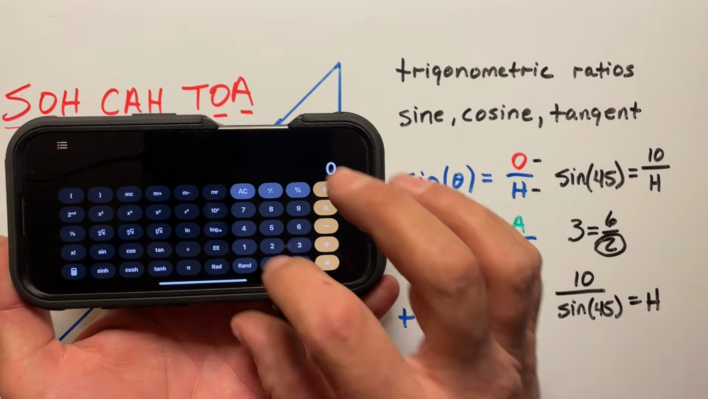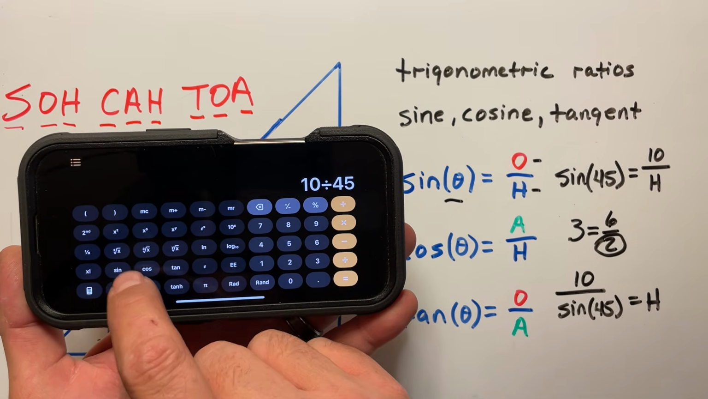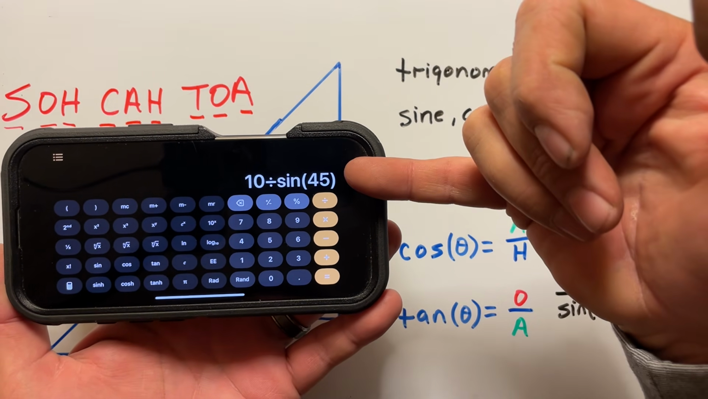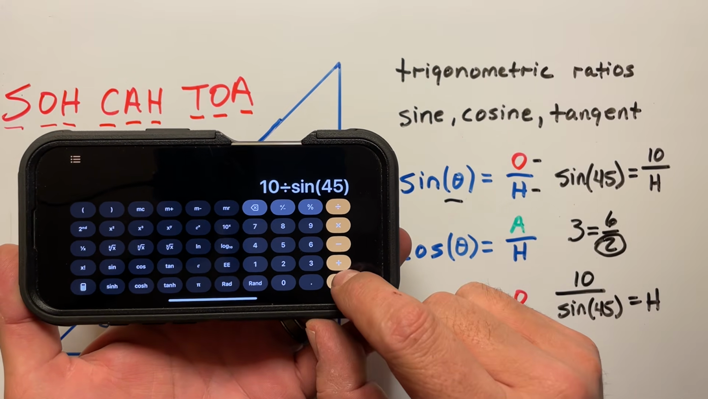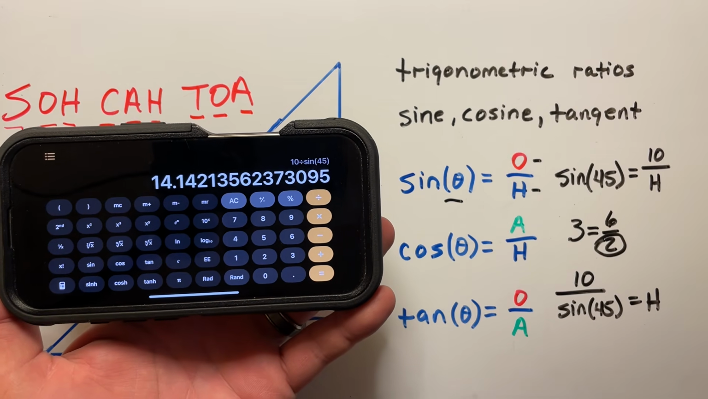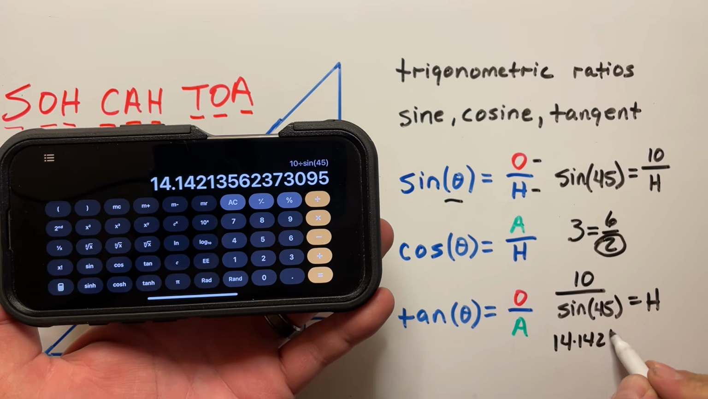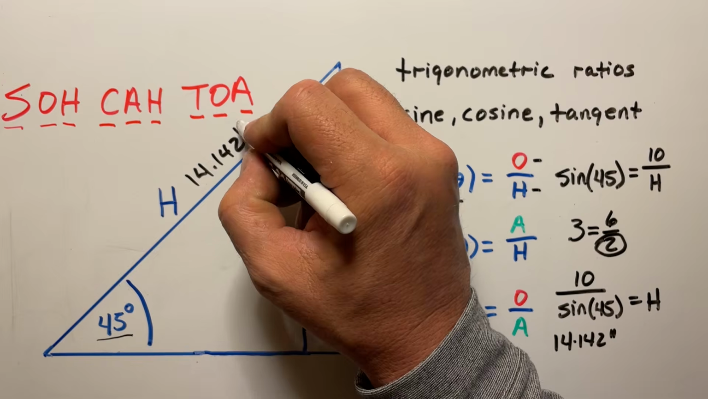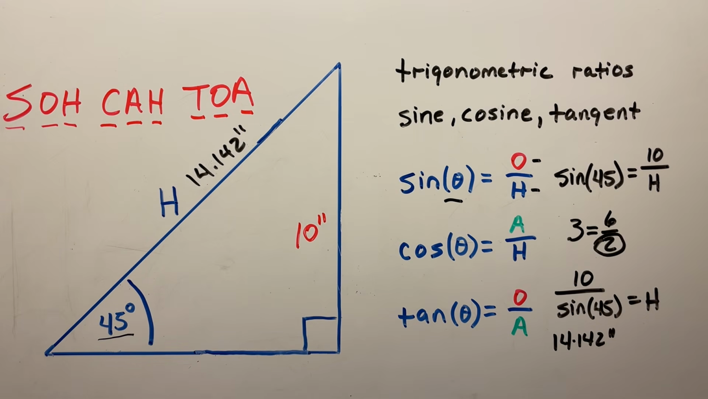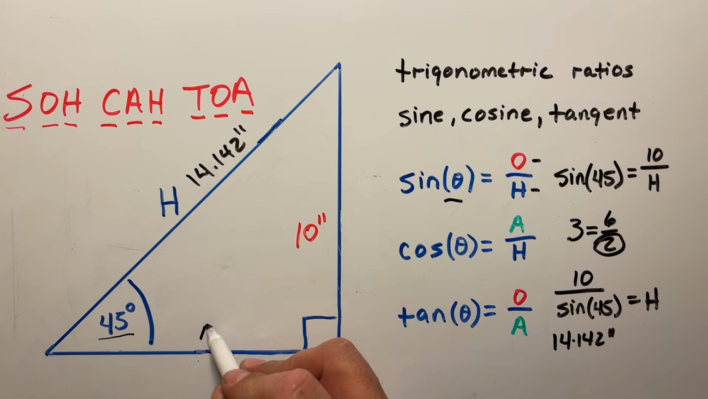So the first thing we want to do is take 10, and then we're going to divide it by 45 sine. You'll notice that when we do that, it automatically puts the angle in parentheses, just like our equation is. Then we hit equals, and that will give us the length of our hypotenuse, which in this case is 14.142 inches in length. So we can now put that information in, 14.142 inches. So now we know the length of that side. Now we can also use similar equations to figure out this side, the adjacent side.